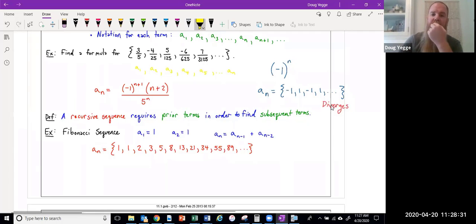What about this one right up here? Would you say this one converges or diverges? Would you say? Would you guess?